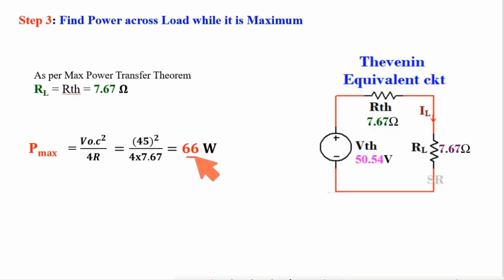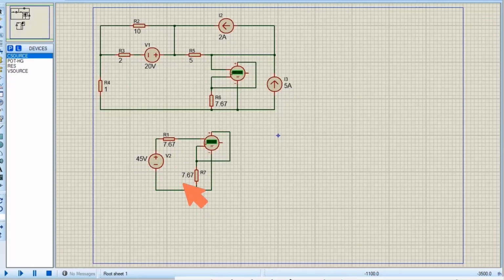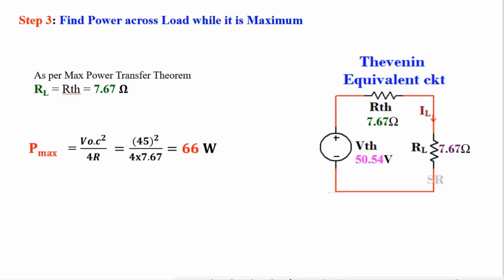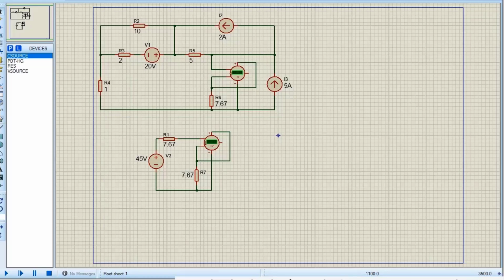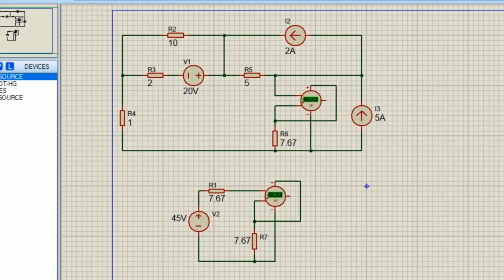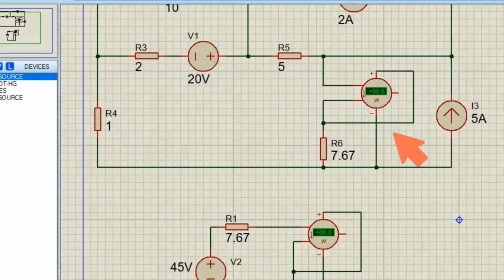Now checking whether my calculation is perfect or not. This VTH, RTH, load resistance is equal, and here in the main circuit I have used the load resistance as same, 7.67 ohm. If I get power in the main circuit and the equivalent circuit equal to 66 watt, then it can be certain that my calculation is perfect. So running the simulation, here it is showing 66 watt. In the main circuit also showing 66 watt. So the calculation I did to solve this problem is perfectly okay.